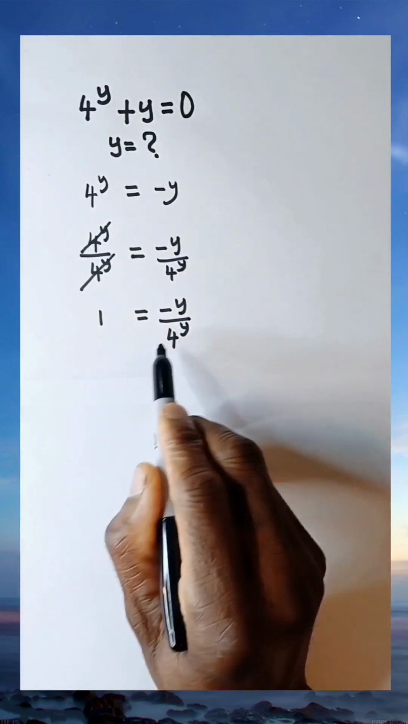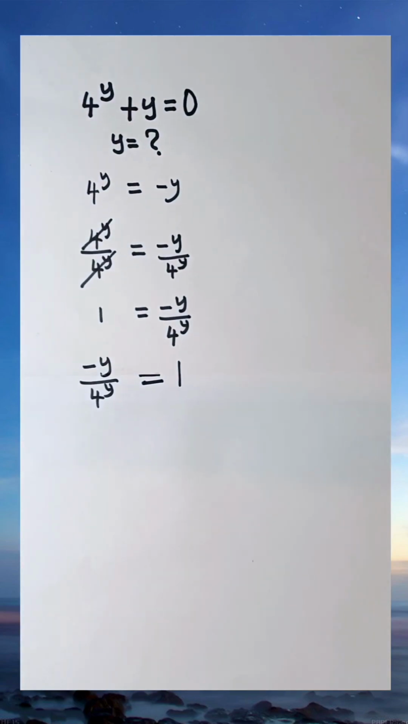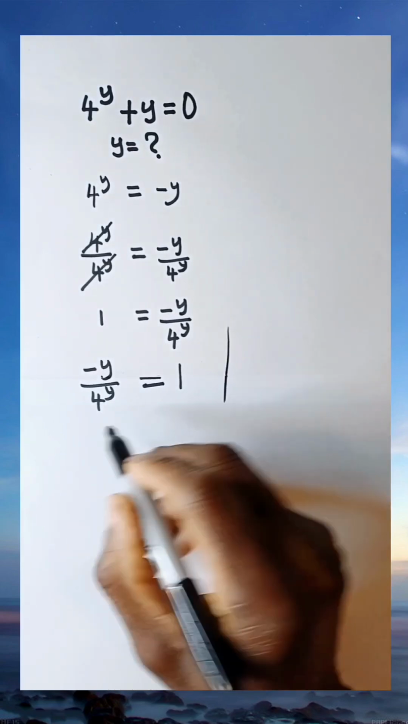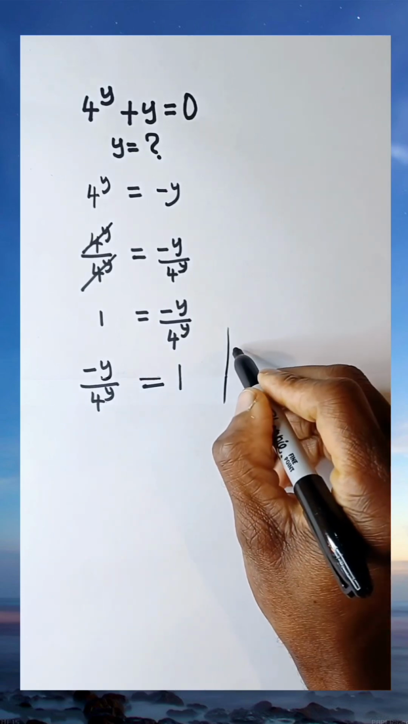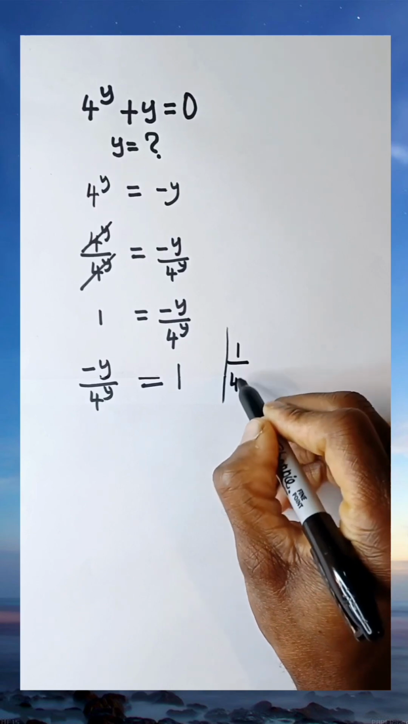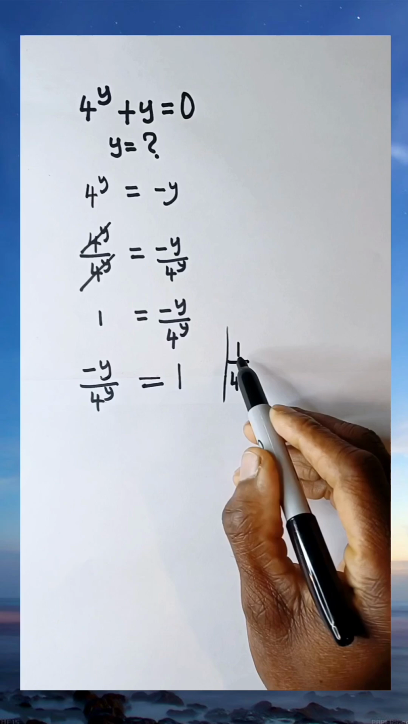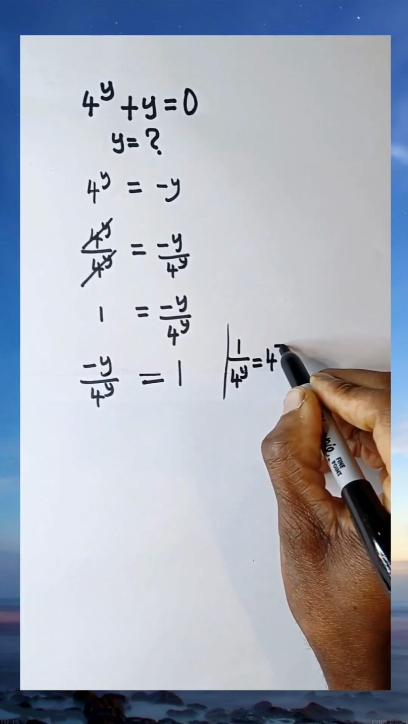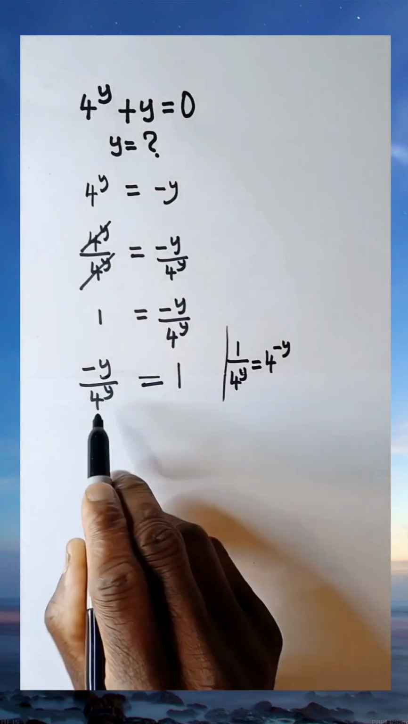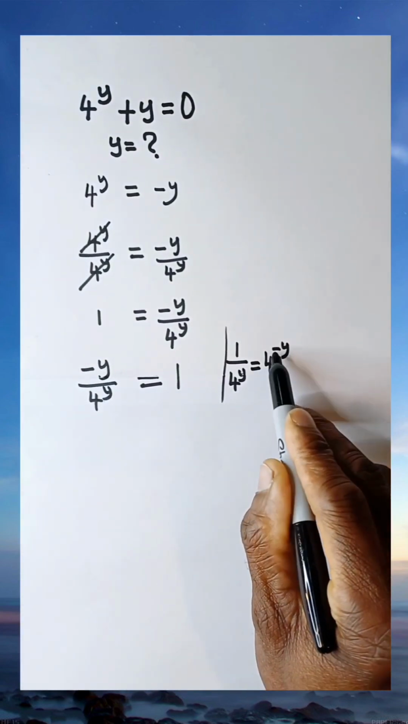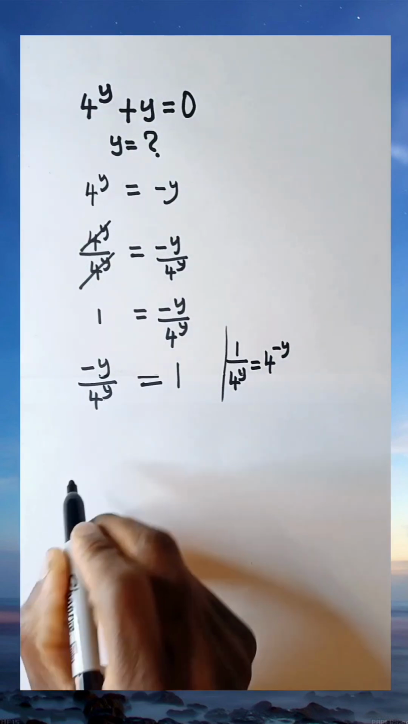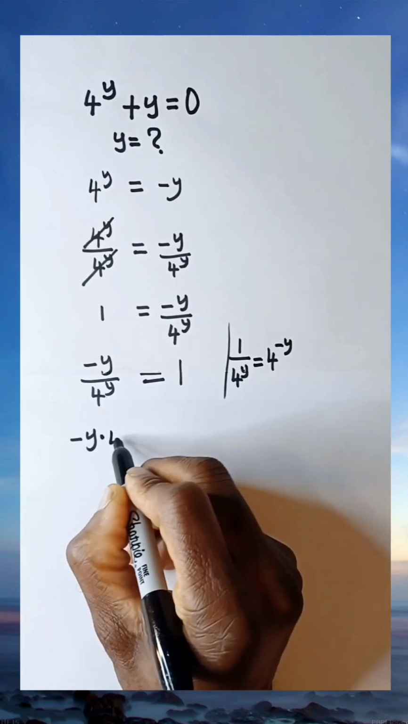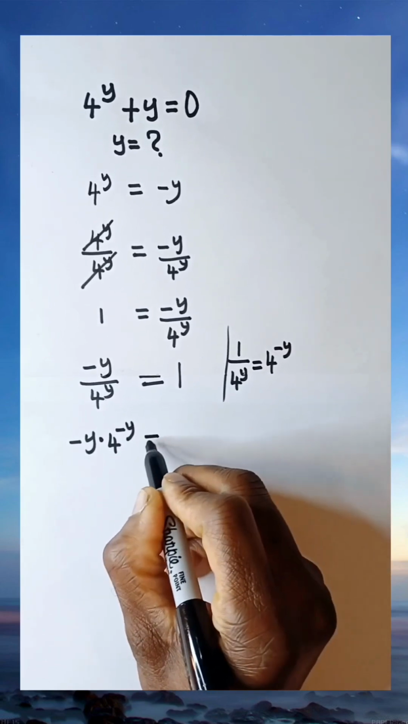Now, I am going to swap the left hand side with the right hand side. Okay. In the denominator, we have 4 raised to the power of y. Note that this 4 raised to the power of y in the denominator is the same thing as 1 divided by 4 raised to the power of y. Now, let us express this 1 over 4 raised to the power of y in an index form. This will become 4 raised to the power of minus y. So we are going to replace 4 raised to the power of y with 4 raised to the power of minus y. So the expression on the left hand side will become minus y times 4 raised to the power of minus y, and this is equal to 1.